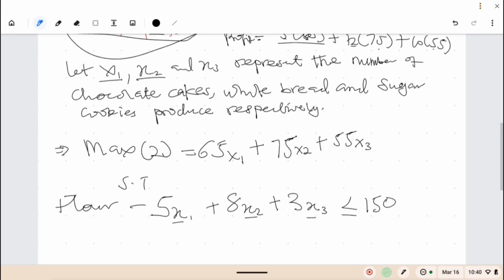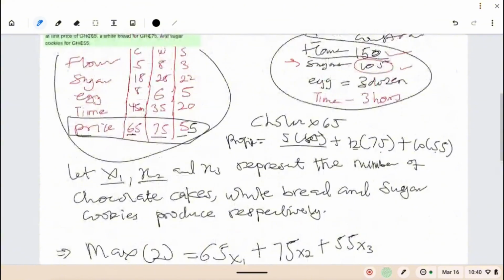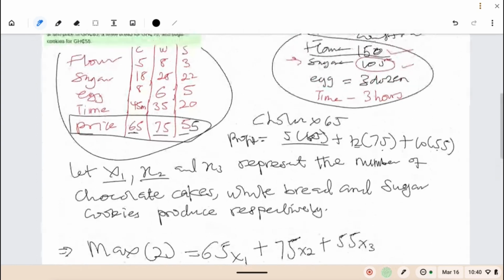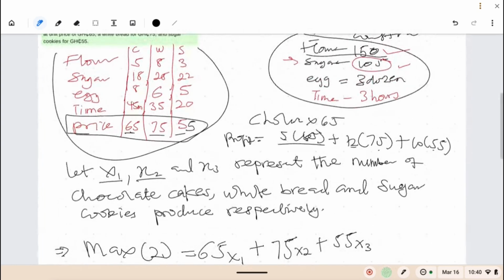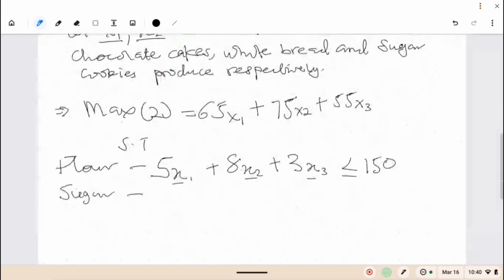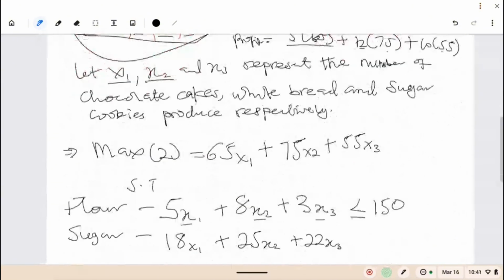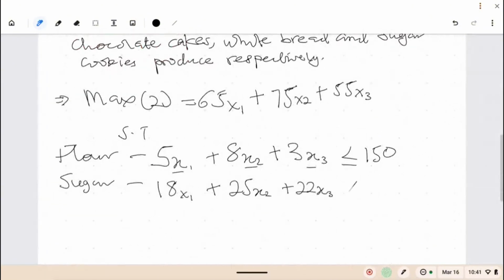So our next ingredient was sugar. Let's write our sugar here. And then we have 18, 25, and 22 respectively. So we have 18 x1 plus 25 x2 plus 22 x3. And then the available resource was 105. That's the sugar they were using. So either they use exactly everything or they use less than that. So 105.